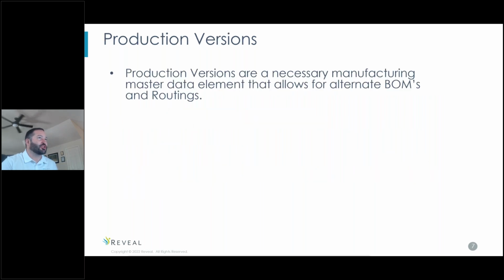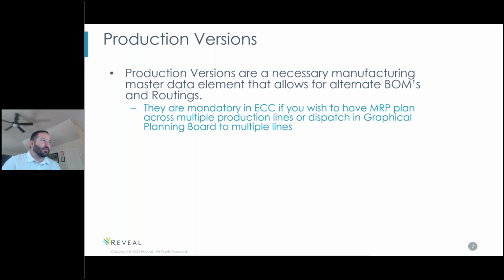In regards to production versions, again, they're a necessary manufacturing master data element. It allows for alternate BOMs and routings, essentially that different source of supply. If we want to have an MRP plan across multiple production lines, or a dispatch and graphical planning board to multiple production lines, so you have 2 different work centers and you want to dispatch from one to the other, there's different costings, different rates. This is actually mandatory even in ECC if you want to adopt those different rates and costing elements, the activity types.